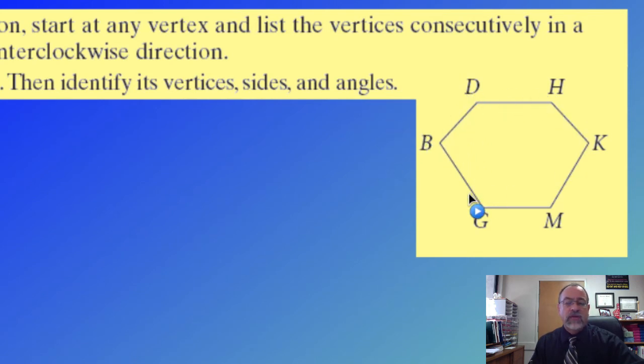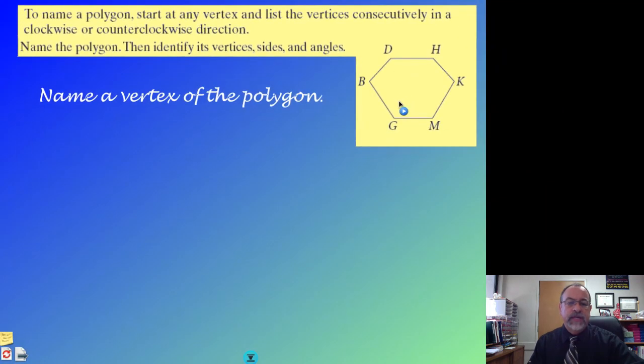So it doesn't matter where you start, and it also doesn't matter which direction you go, but they do have to be consecutive, and you do have to list all of the vertices. So every vertex must be listed, no shortcuts. However many vertices there are, that's how many letters will need to be in the name. Now the nice thing about this is once we have that, we can name the angles and the sides.